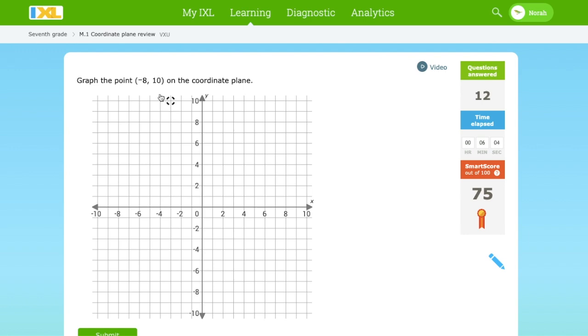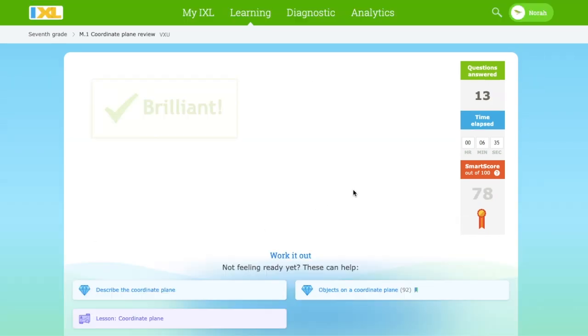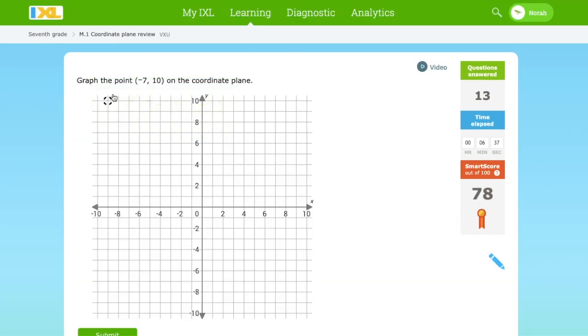Graph the point -8, 10 on the coordinate plane. Here is -8 on the x-axis and 10 on the y-axis, so it's here. Graph the point -7, 10 on the coordinate plane. Right between here is -7. And we go all the way up to 10 on the y-axis.